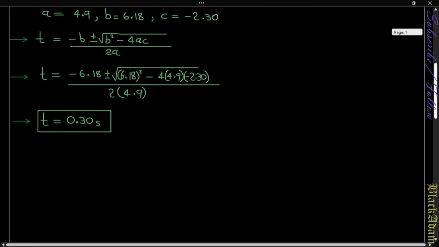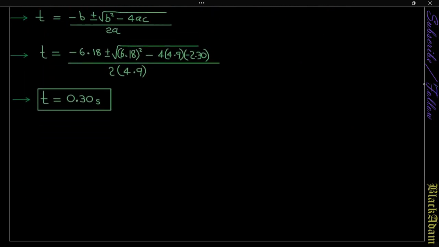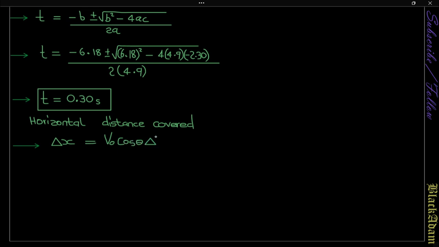0.30 seconds. So it's 0.30 seconds, so that's actually about half of a second. And horizontal distance, so now that we know the time it takes to land on the ground, we need to know the horizontal distance that it has covered, because when it lands on the ground, that's the final position, the time it takes to the final.